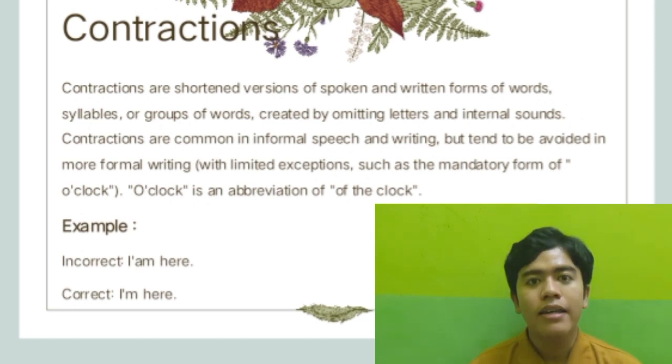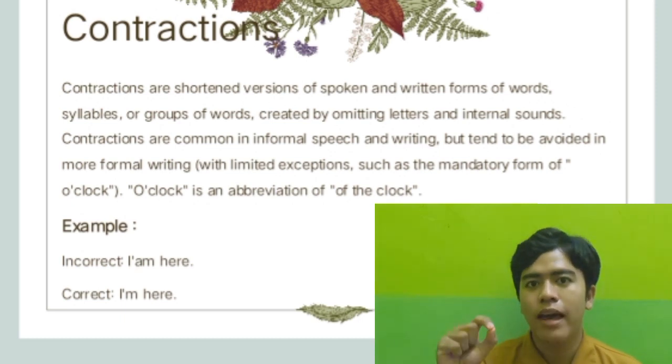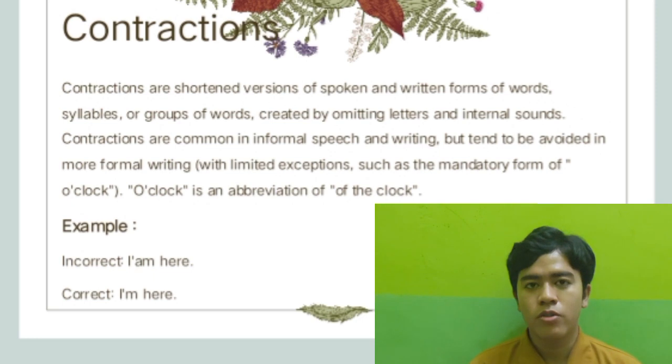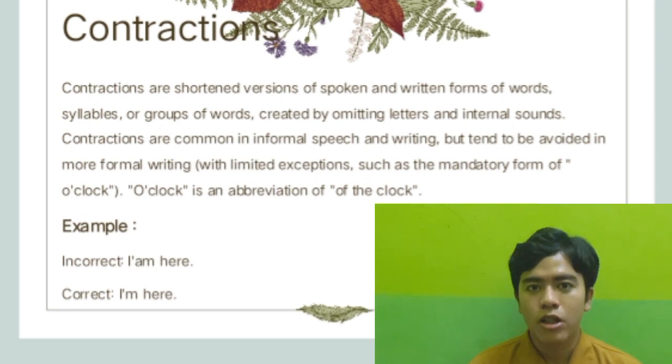Example: I am here. This is incorrect. Why? Because there should be an apostrophe between I and am. So, what's the correct one? The correct one is I'm here. I, apostrophe, am here. In particular, the apostrophe is used to replace the first vowel or syllable in auxiliary verbs.